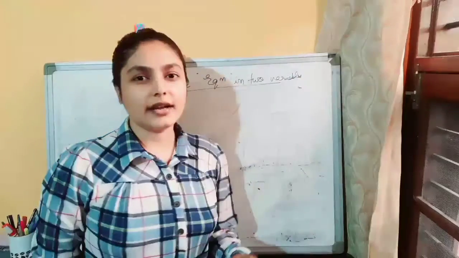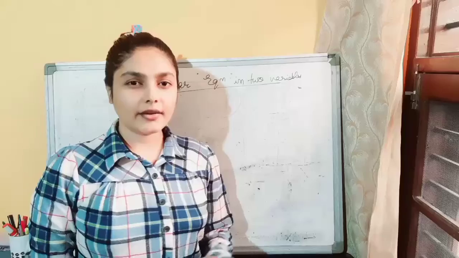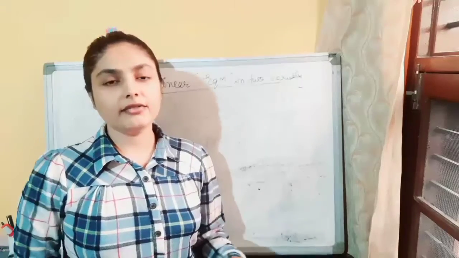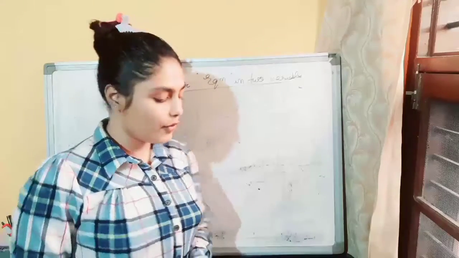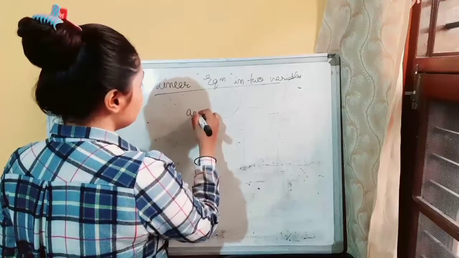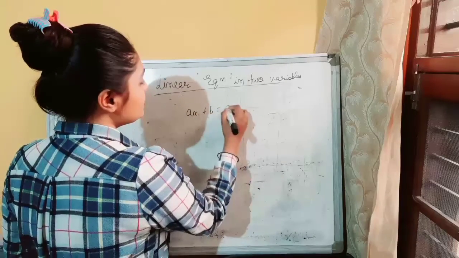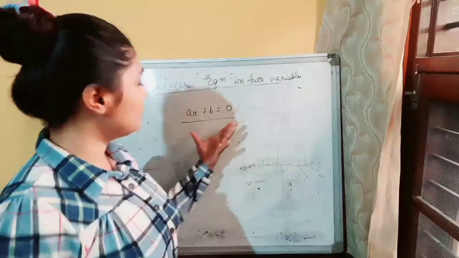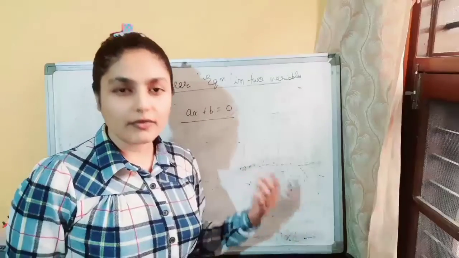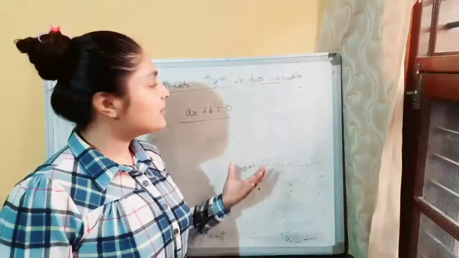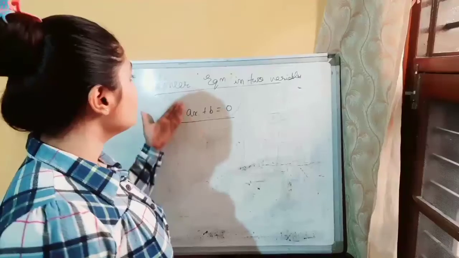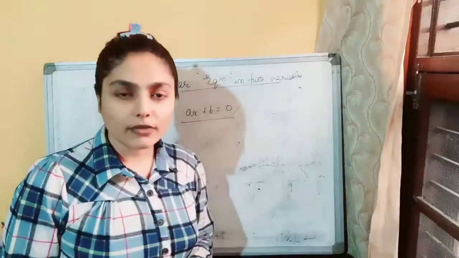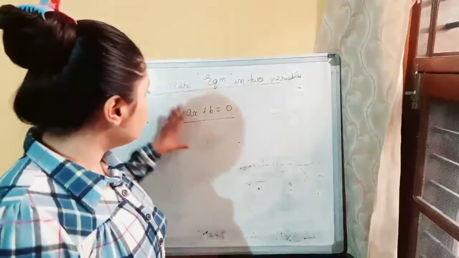In the previous standards like 7 and 8, we have already learned the basic ideas of linear equation in one variable, which is basically in the form ax plus b is equal to 0. This equation is in one variable. Now in the next standard we have to study the linear equation in two variables. So what does it mean?